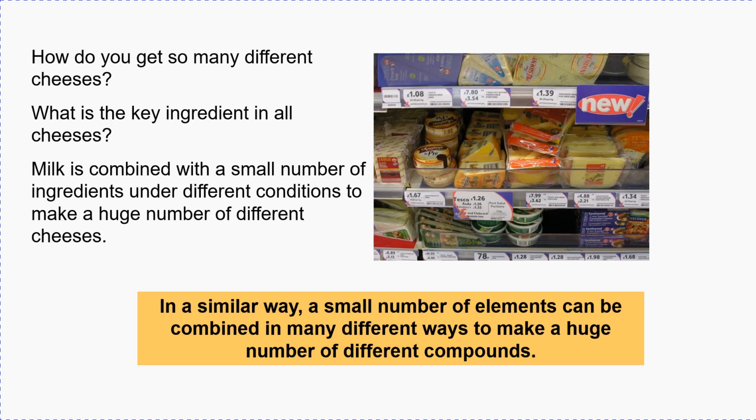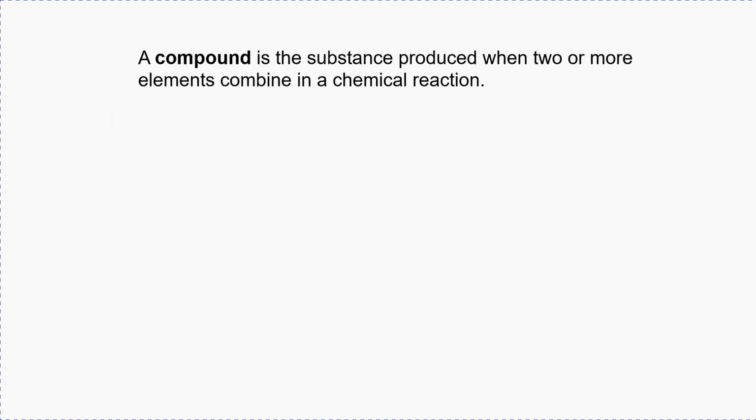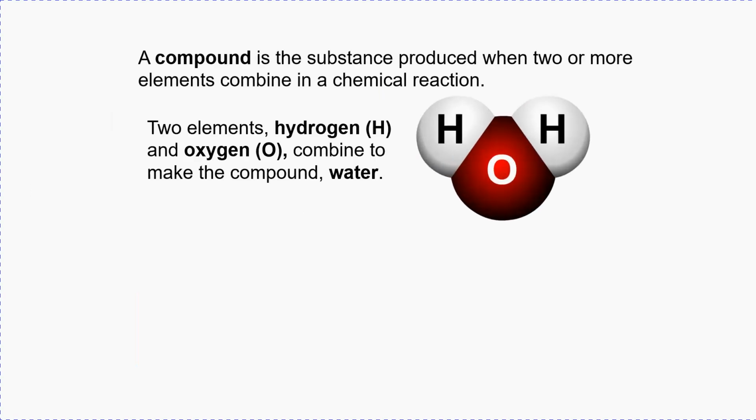Okay, so we've got about 100 naturally occurring elements, and every single substance on the planet is made up from different combinations of these elements. Okay, and that's how we end up with different compounds. Now, we need to think what compounds are, okay? So compounds are when elements are joined together, they're chemically joined together.